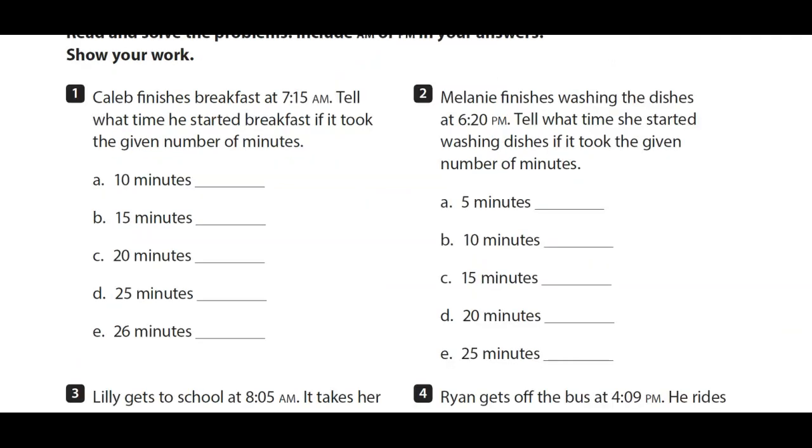It says Caleb finishes breakfast at 7:15 a.m. Tell what time he started breakfast if it took the given number of minutes. So he finishes at 7:15, right? If he started 10 minutes ago, what time would that be? Just subtract 10 from this. That'll be 7:05. It's still a.m. If it took him 15 minutes, just 7 o'clock.